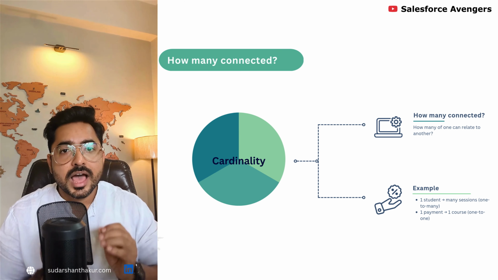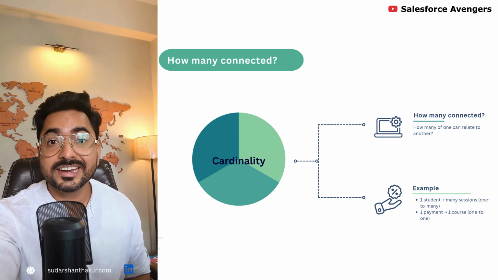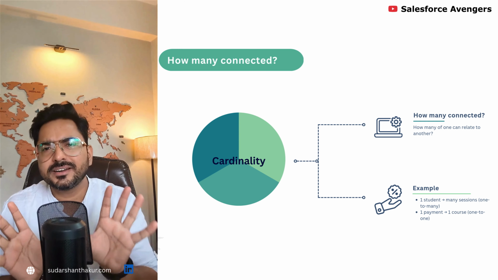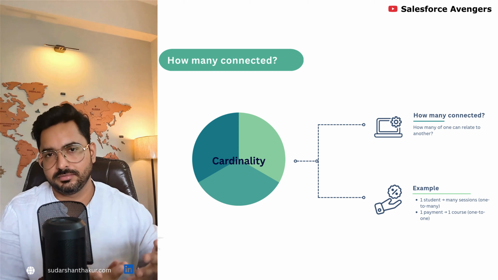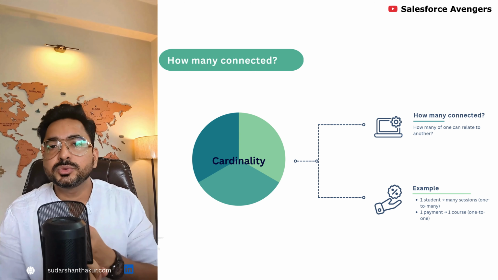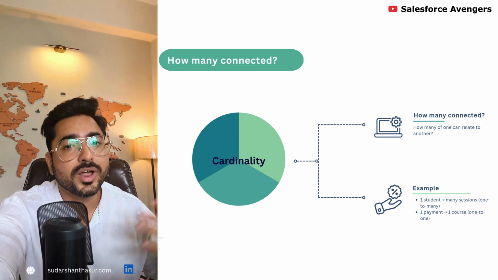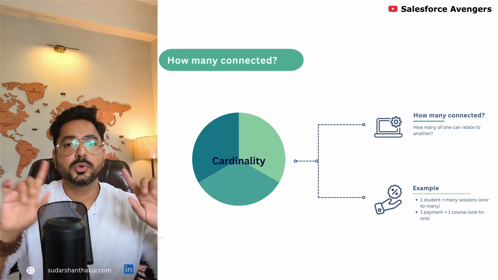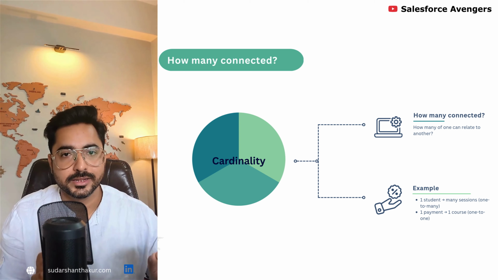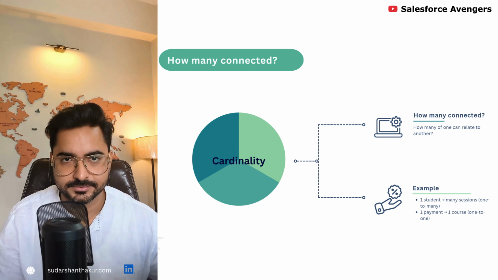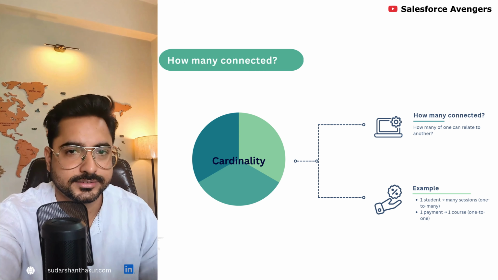Cardinality. How many of one can relate to another? This word sounds crazy, but it just means how many. For example, one student to many sections, like one to many, right? One payment to one course, one to one. So cardinality helps define the limits in the relationship between entities. Now you tell me what the entities are.